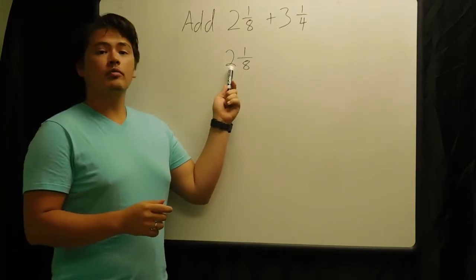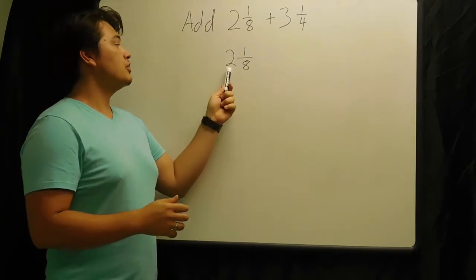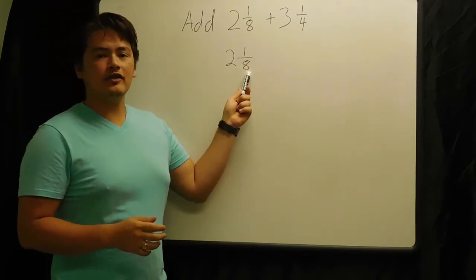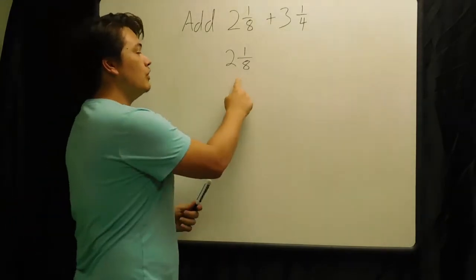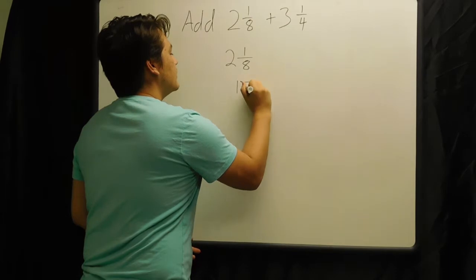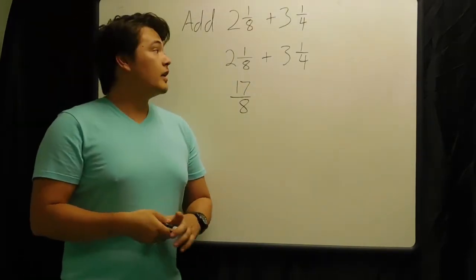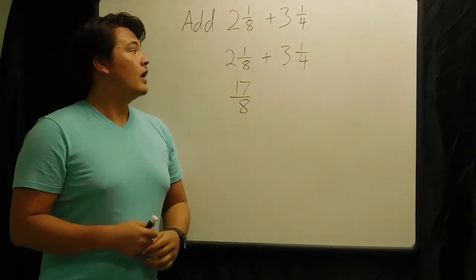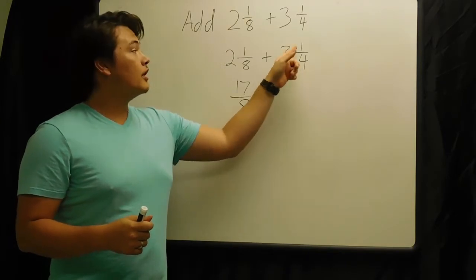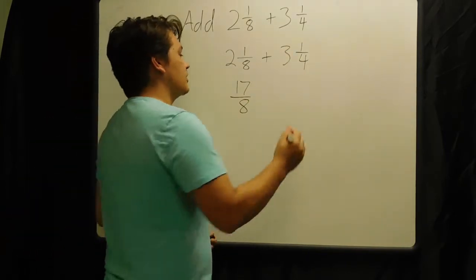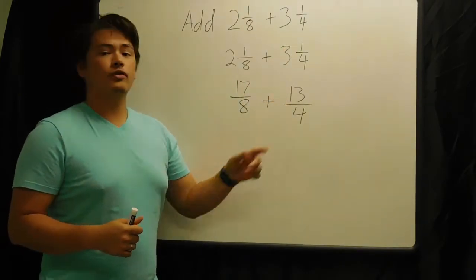So the whole number multiplied by the denominator and added to the numerator is going to be 2 times 8, which gives me 16, plus 1, which gives me 17. So I can rewrite this as 17 over 8. I'm going to do the same thing for 3 1/4. This is going to be 3 times 4, which gives me 12, plus 1 gives me 13. So 3 1/4 is going to be 13 over 4.